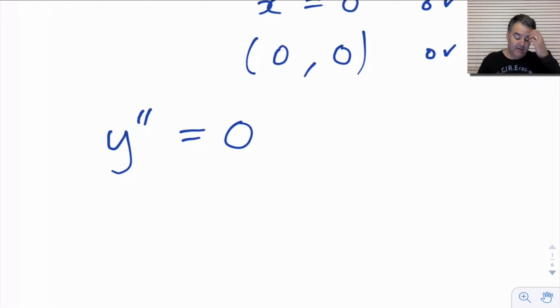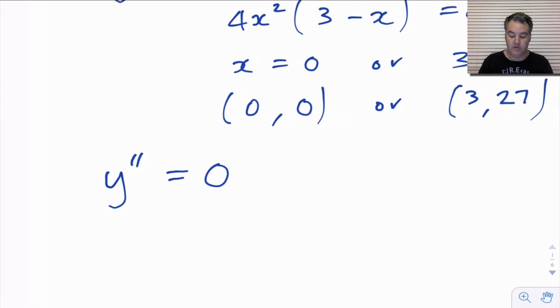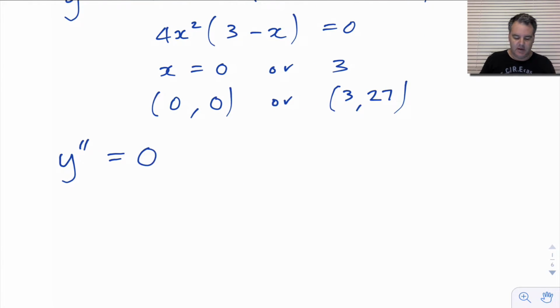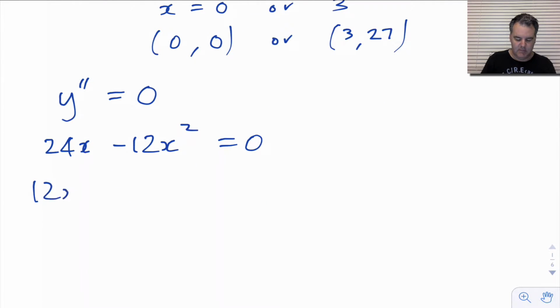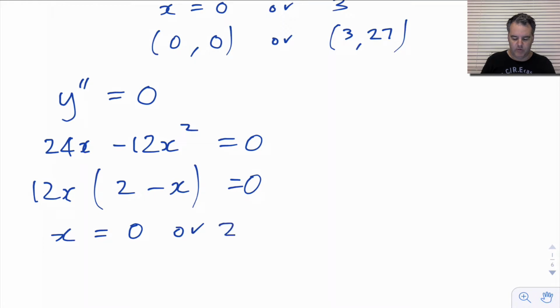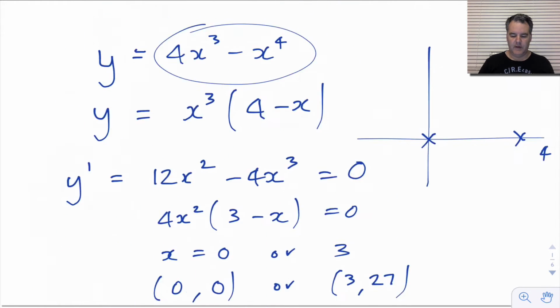Okay, when is the second derivative here equal to 0? Well, the second derivative is going to be 24x minus 12x squared. When is that equal to 0? Again, I'm going to do a bit of factorising, which is not really fancy at all. x equals 0 or 2. So again, 0 or 2, if I get the point.